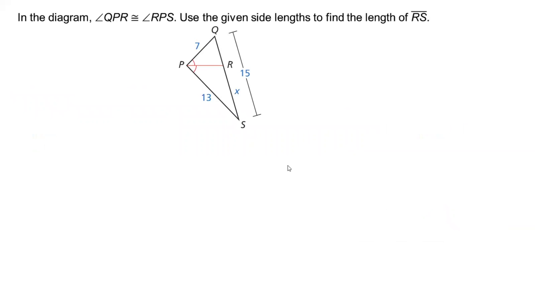So let's look at this in an example. We're given that angle QPR is equal to RPS, so that means that line PR is an angle bisector, and we're using the given lengths to find the length of RS. So we are trying to find from this red line down to S. We're given the whole thing is 15. We're given PQ up here is 7, and PS is 13.